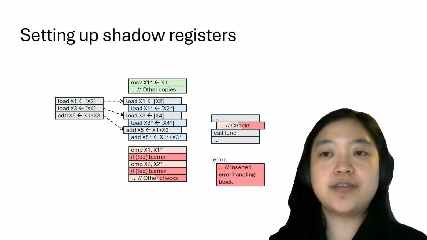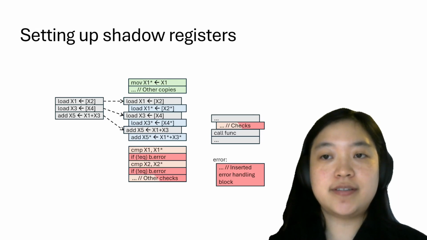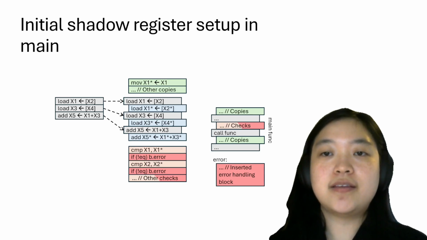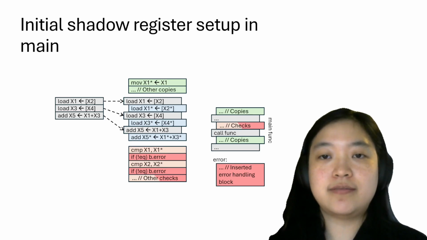Of course, to make sure that the original and shadow registers have the same value after calculations, the shadow registers would also need to be set up with the same value as the original registers to begin with. This initial setup is done at the beginning of the main function in nZDC, and values are copied to shadow registers again after a function call. This is because the return register cannot be duplicated without modifying the calling convention.